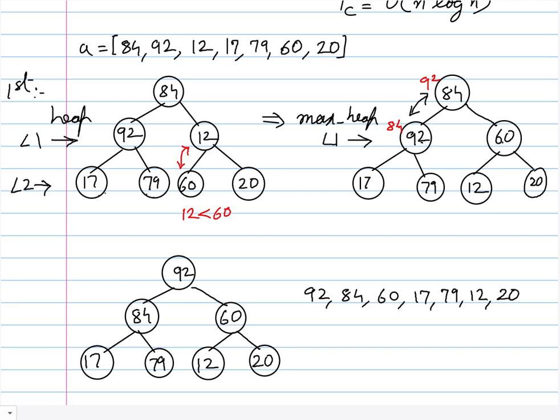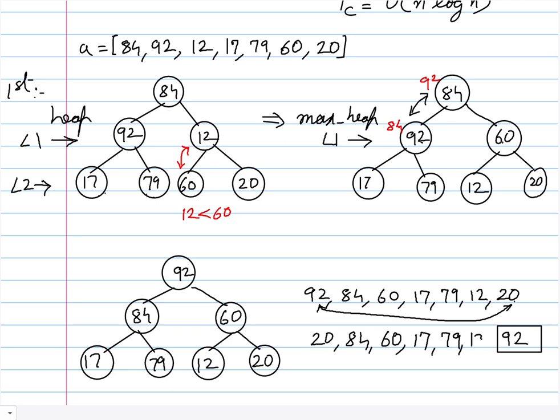Now what we will do is remove the root. The root is the first element, that is 92, and this position will be replaced by the last element. The last element is 20. So 20 will come over here and 92 will be placed at the last position, and that position is nothing but the sorted array. So this is the sorted array, and the unsorted array now consists of 20, 84, 60, 17, 79 and 12. This is the end of the first pass.